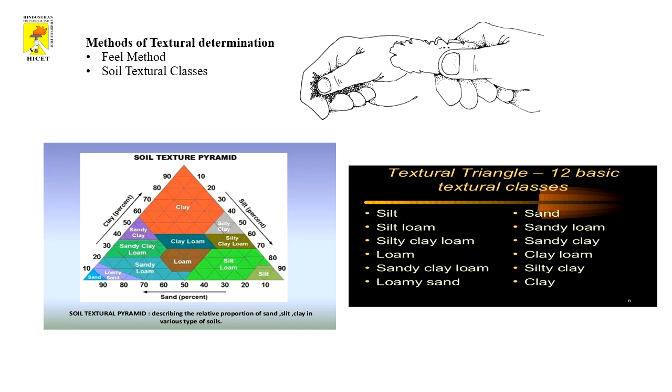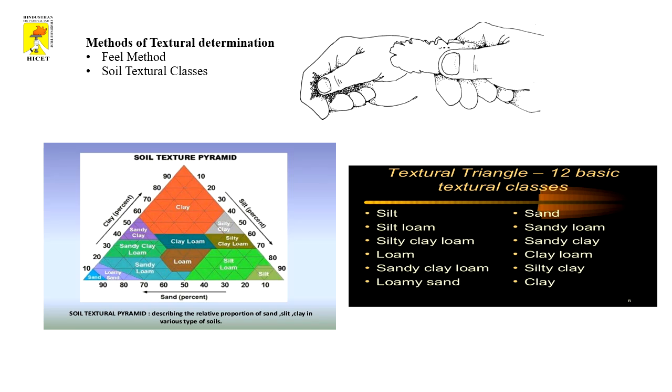So how will you determine the soil texture? There are two methods available. The first one is the feel method. Take the soil and rub it with your fingers. By this manner, we identify whether the soil is silt, sand, or clay, because each soil particle has unique characteristics and properties. Based on these properties, we determine whether the soil is sand, silt, or clay.